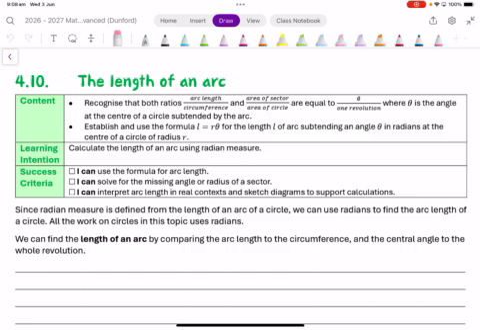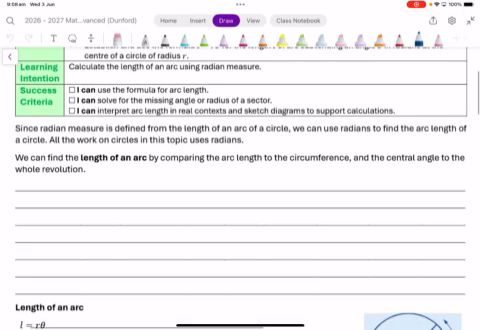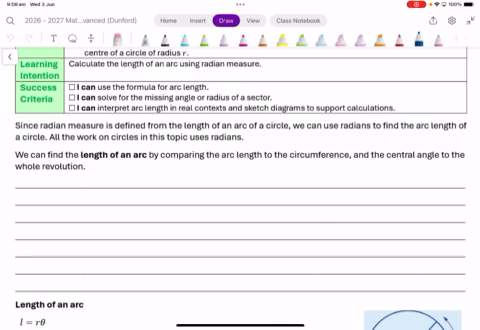Okay, so you'll be successful today if you can use the formula for arc length, solve for the missing angle or radius of a sector, and interpret arc length in real context and sketch diagrams to support calculations. Radian measure is defined from the length of an arc of a circle, and we can use radians to find the arc length of a circle.